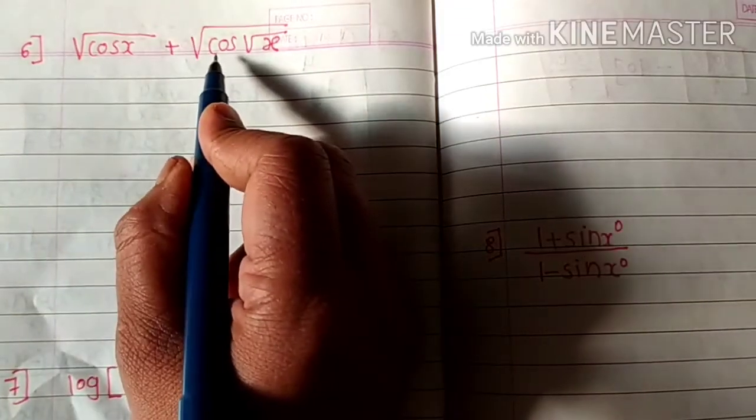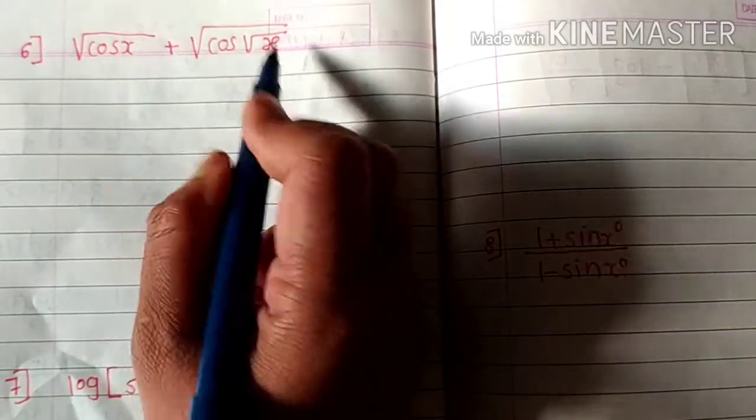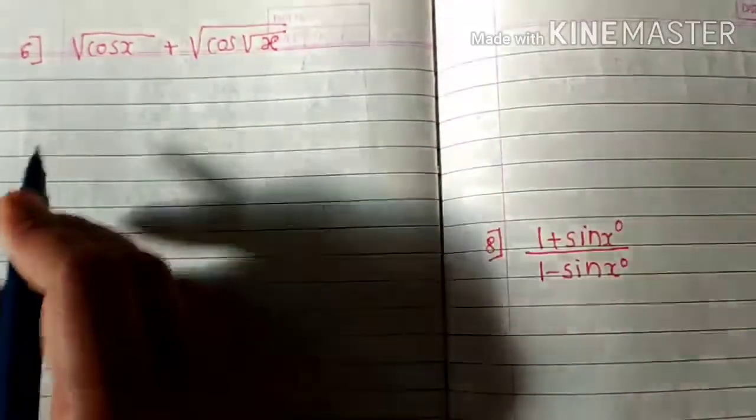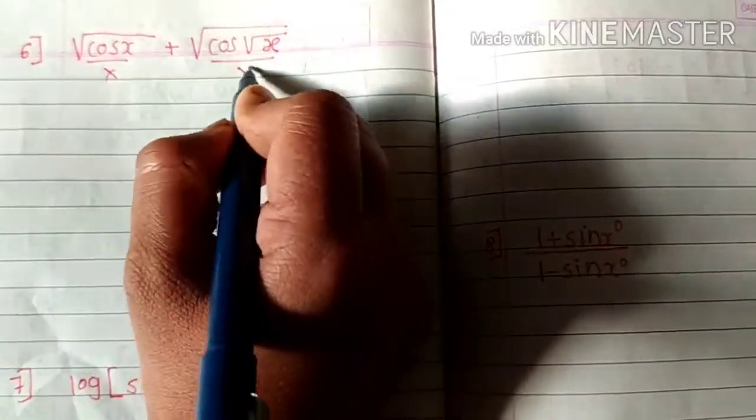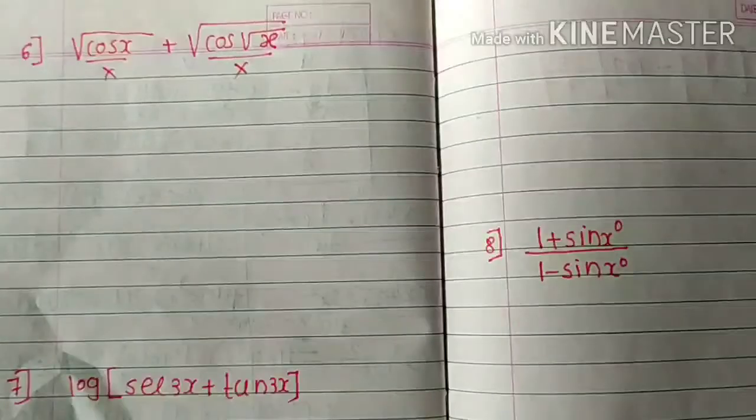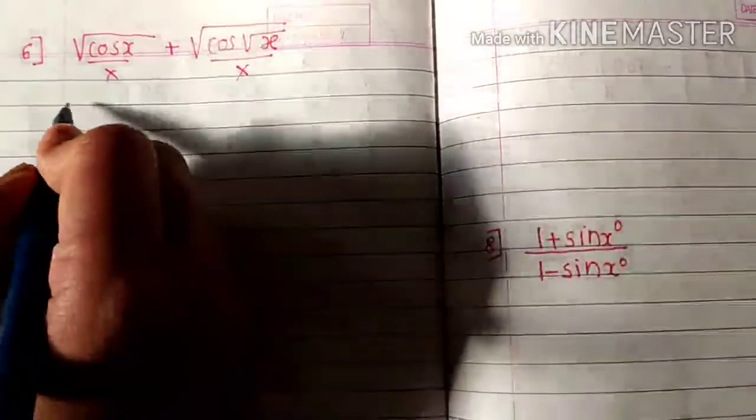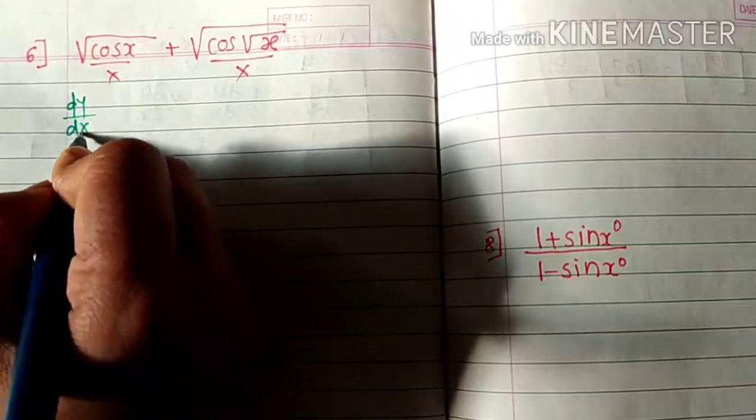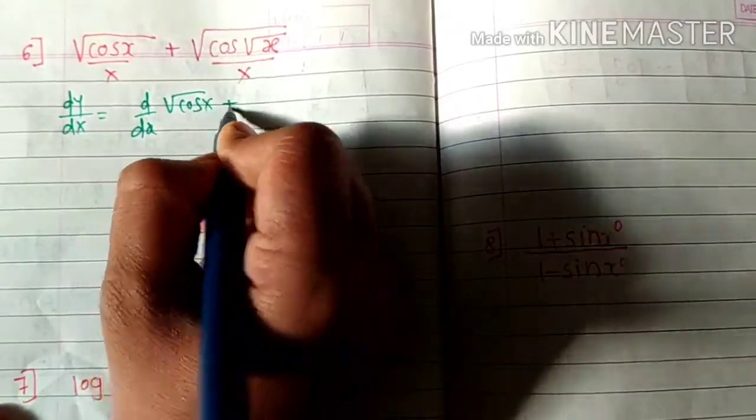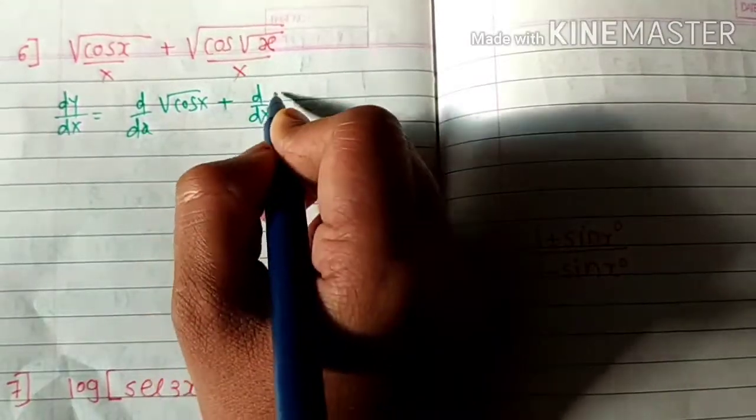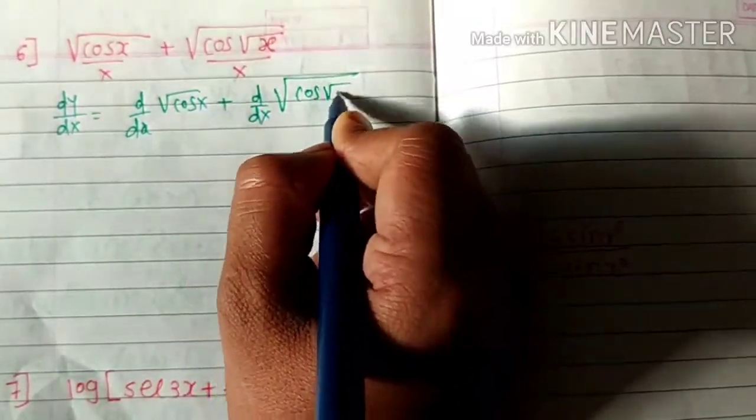Square root of cos x, square root of cos of square root x. Such type of example we are already solving in question number 2nd. Then we know, we consider this as x, also the inside term consider this as x. Then the derivative of square root x is 1 upon 2 into square root x. Okay, therefore dy by dx is equal to d dx of the square root of cos x plus d dx of square root of cos of square root x.